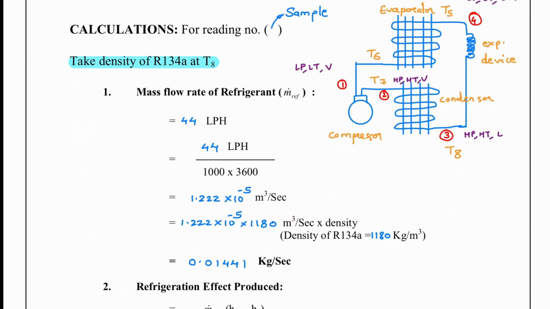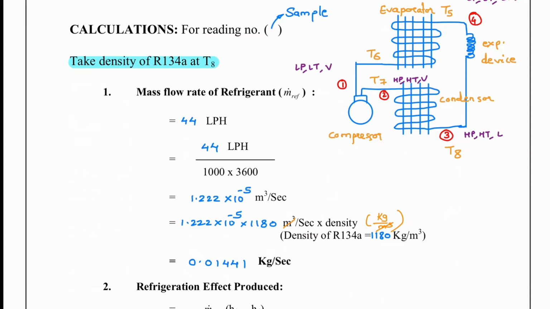Now we will multiply meter cube per second by density. What is the unit of density? Density is kg per meter cube. So this meter cube and this meter cube will get cancelled, and finally you will get the unit as kg per second. So we will be able to calculate the mass flow rate of refrigerant.